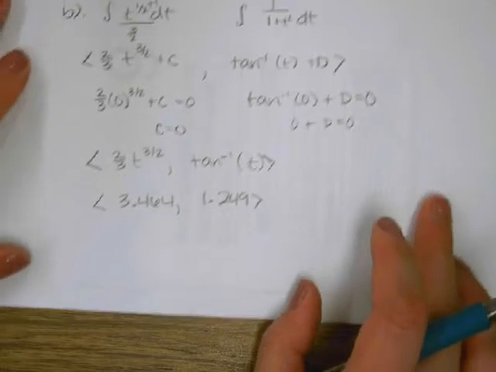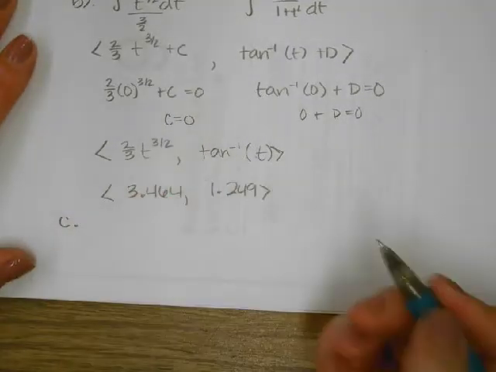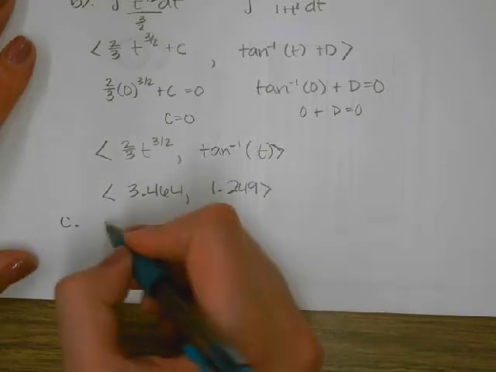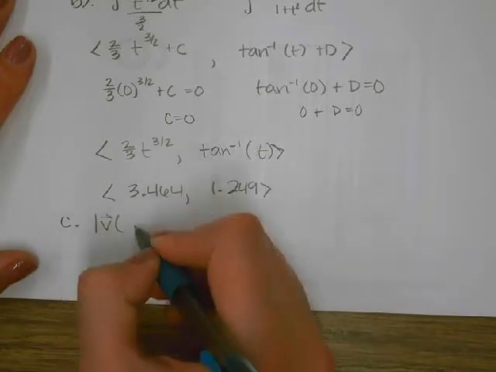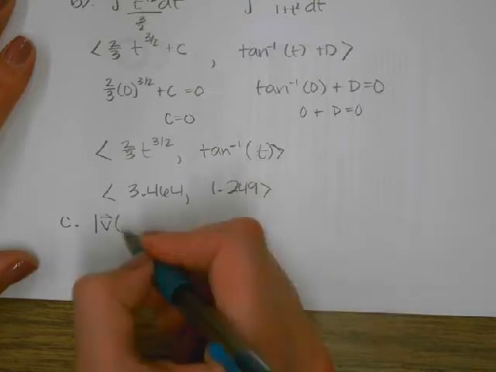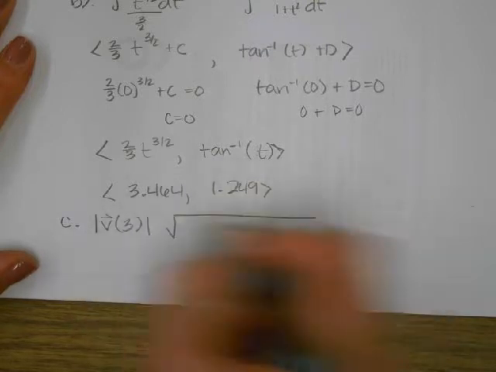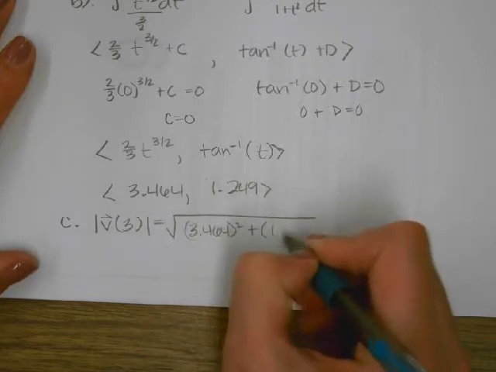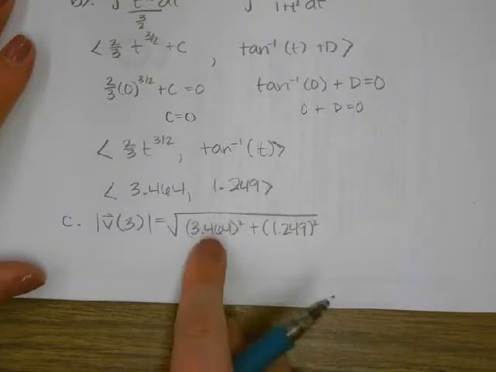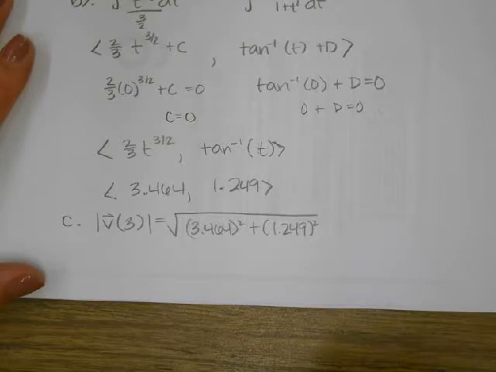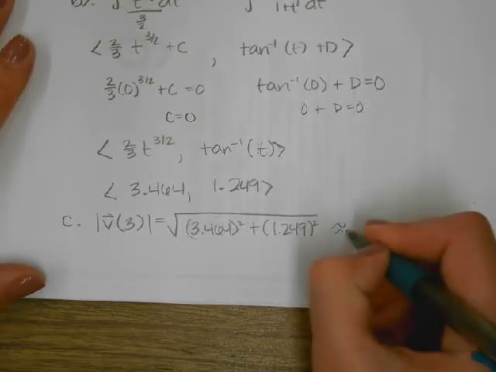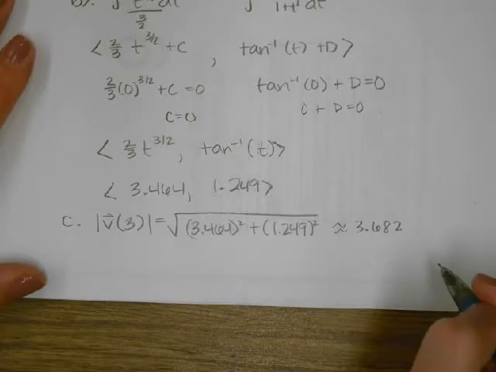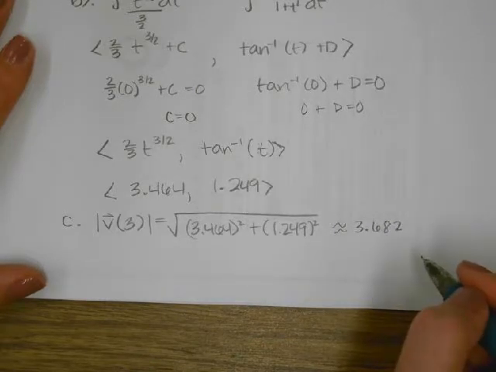All right, for part C, they're asking how fast is the particle moving. So they're asking for the speed. The speed is just the magnitude of the velocity. So I said magnitude of the velocity, and it's the speed at time 3. So I did the magnitude of 3.464 squared plus 1.249 squared. And I didn't use the rounded answers. I used the stored numbers in my calculator, and I got that this was approximately 3.682. That was worth 2 points. 1 was the expression for speed, and 1 was the answer.